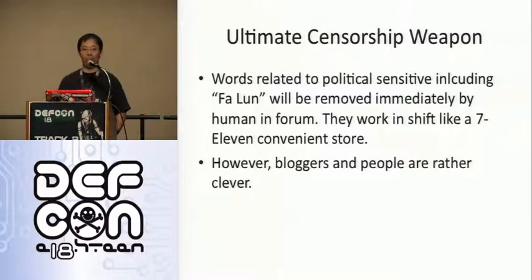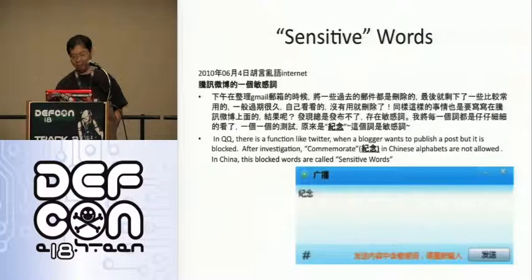An ultimate censorship weapon is the 7-Eleven convenience store-like staff there to monitor the blogs and monitor the forums. In 10 seconds, a few minutes, if you talk about some sensitive thing, then it will be removed. Quite efficient, right? And this is what we are talking about: sensitive words.